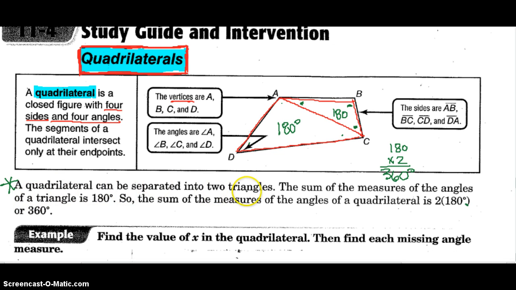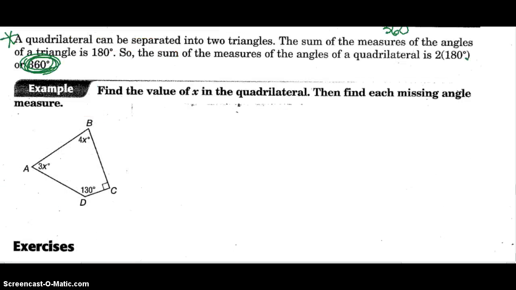So a quadrilateral can be separated into two triangles. We know that the sum of the measure of the angles of a triangle is 180 degrees. So the sum of the measure of the angles of a quadrilateral is two 180s, therefore 360 degrees. So what I want you to really remember is that if I tell you you have a quadrilateral, then you know the total of your angles is 360 degrees. And using that information, you're able to solve problems like our first example.